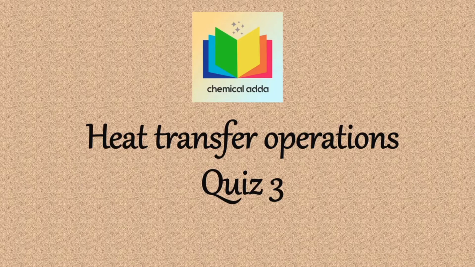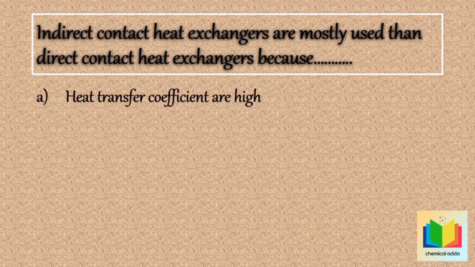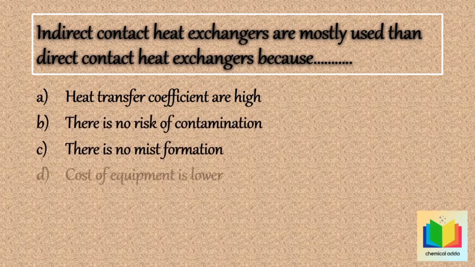So let's see the first question. Indirect contact heat exchangers are mostly used than direct contact heat exchangers, because... Options are: option A, heat transfer coefficient is high. Option B, there is no risk of contamination. Option C, there is no mist formation. Option D, cost of equipment is lower.